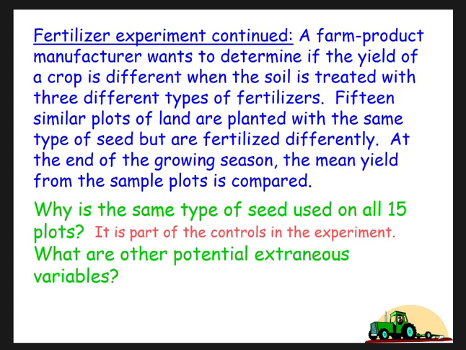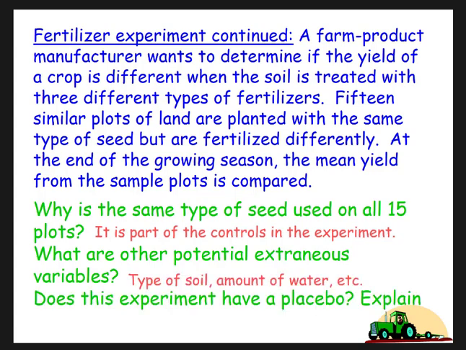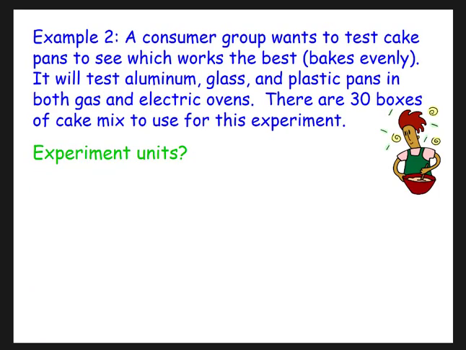Drainage of water from outside the plot onto the plot, or the amount of sun if there are trees around it blocking the sun, all sorts of things, and slight differences in the water or in the soil. Does this experiment have a placebo effect? No, it doesn't have a placebo because the plants aren't conscious, so they don't know whether they're getting a treatment or not. So it's not needed.